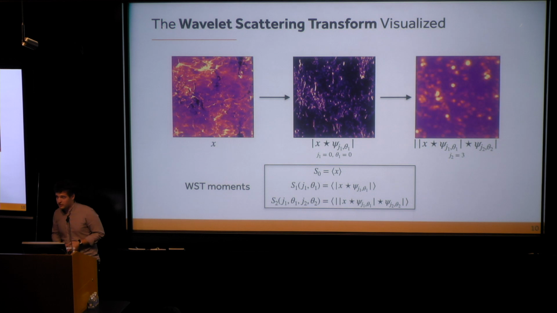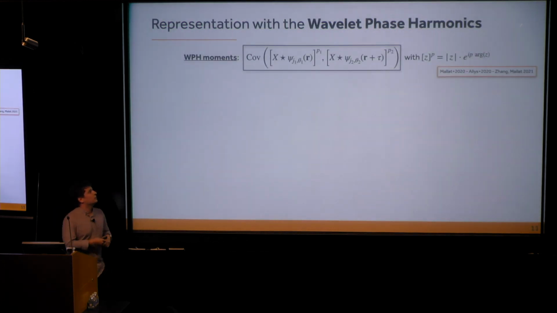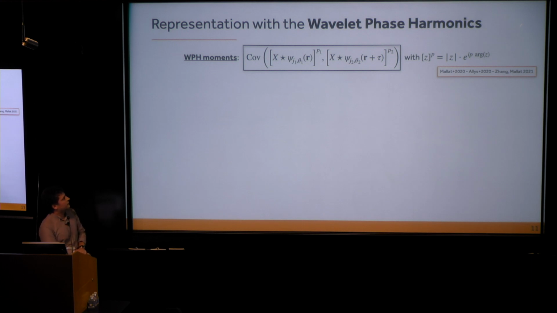But it's not the only way to do that, right? You have another set of statistics that were more recently introduced by Stéphane Mallat and collaborators, which rely on computing covariances between your data filtered at different scales.